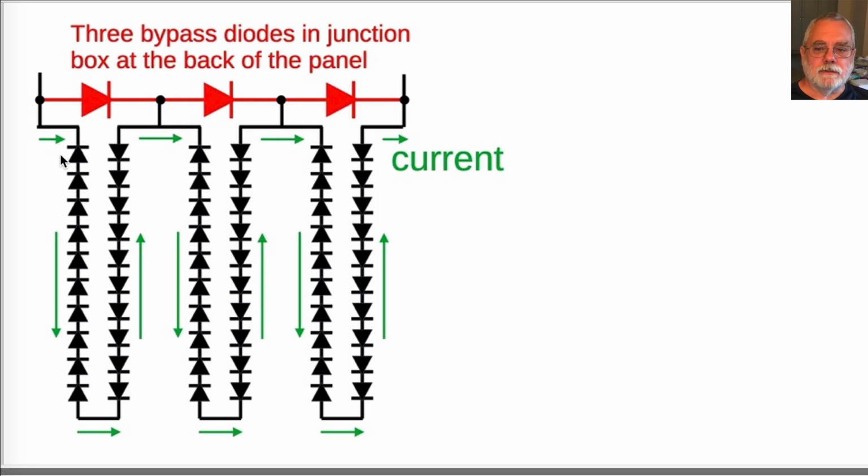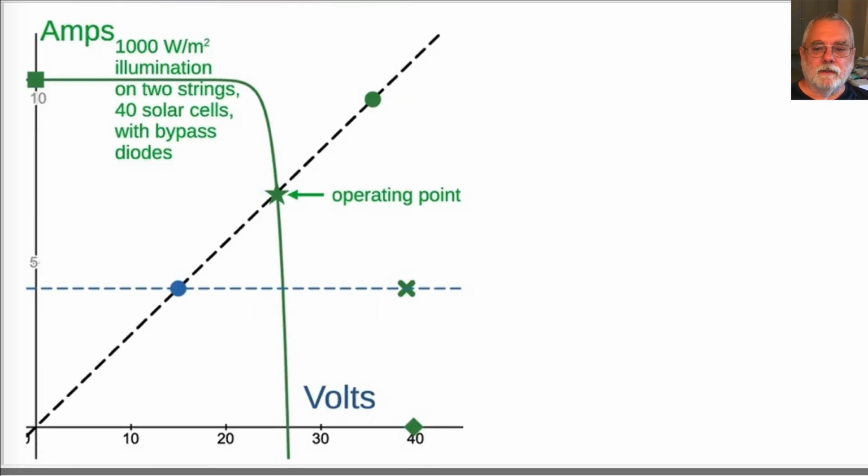The left and center strings are fully illuminated and would like to source 10 amps at 12 volts per string if this matched the load. Let's continue to use the 3.6 ohm fixed load. This is the IV curve for 40 solar cells, two strings of 20 each, fully illuminated.